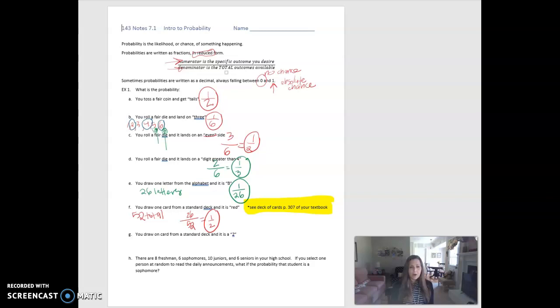G, there's a typo. You draw a card from a standard deck, and it is a 2. Well, there are 4 2s in a deck of cards. I can't draw this very well, but there are 4 2s in a deck. You have 2 reds, 2 blacks. So you have a red 2 of hearts. You have a red 2 of diamonds. You have a black 2 of spades and a black 2 of clubs.